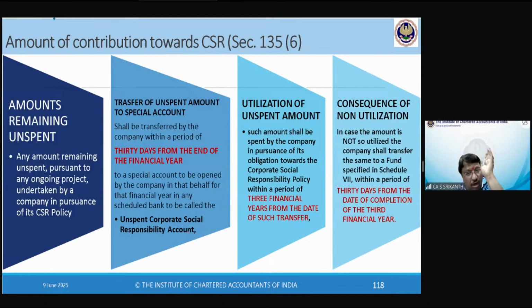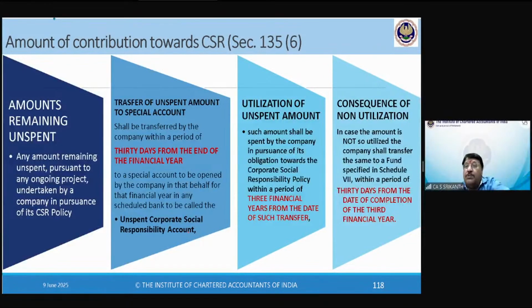Got it? But if it's not so spent, boss, I wanted to start an ongoing project. I pumped in some money, but it could not happen. But that money was kept aside. That has not been spent. So I'm supposed to spend it within the next 2 years. I have not spent it. Then you transfer it within 30 days from the end of the financial year to a special account. In that account, you keep it, and from that account, you can spend it for another 3 years. You can use it for some other purpose, any CSR purpose. The idea is you don't lose it immediately. You get to keep it for at least another 3 years.